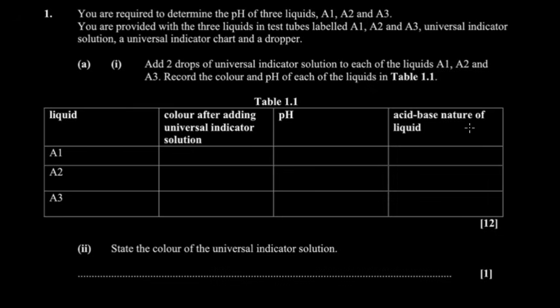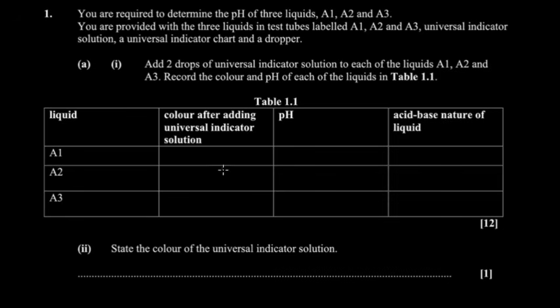Okay, then acid-base nature of liquid: you say the pH, and if the pH is less than 7, then obviously you say it's an acid. If it's less than 3, just like what you talked about, it also goes a long way if you say it's a strong acid as well. That would give you some extra marks. But if you're not sure, just say acidic or basic. Okay, for the 3 solutions here.